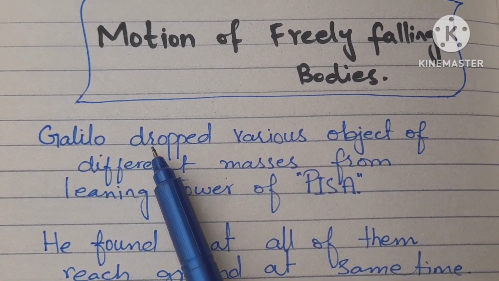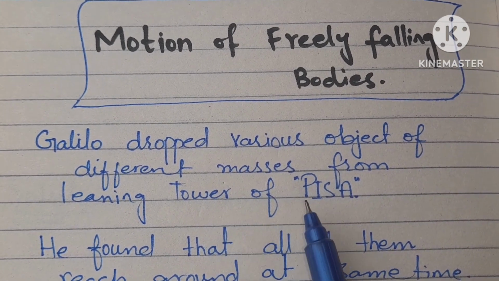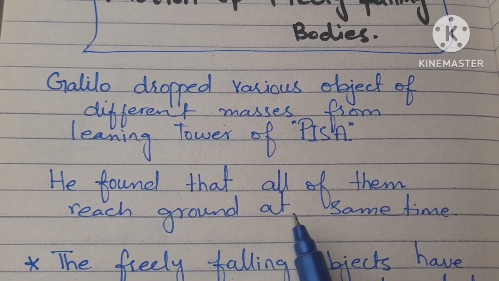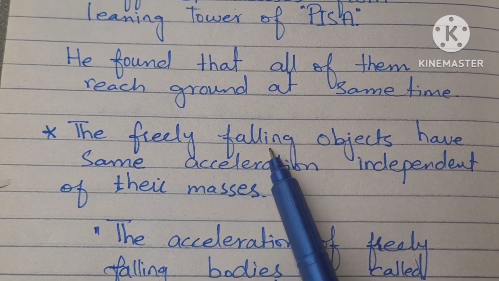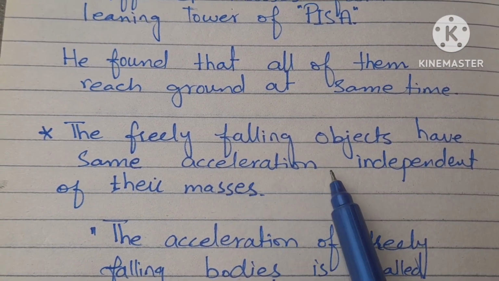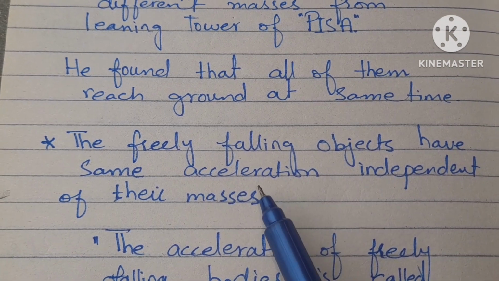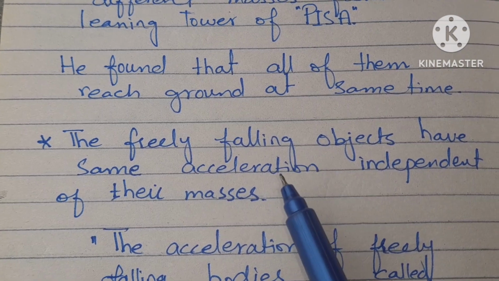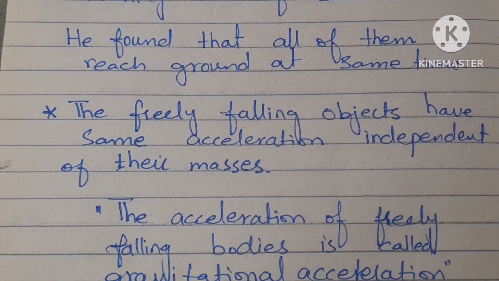Galileo was the first scientist who dropped various objects of different masses from the Leaning Tower of Pisa, and he found that all of them reached the ground at the same time. He concluded that freely falling objects have the same acceleration independent of their masses, meaning that acceleration does not depend on the mass of the object. If the object is heavier or lighter, it reaches the ground at the same time.